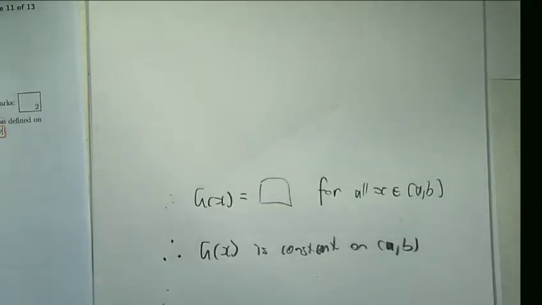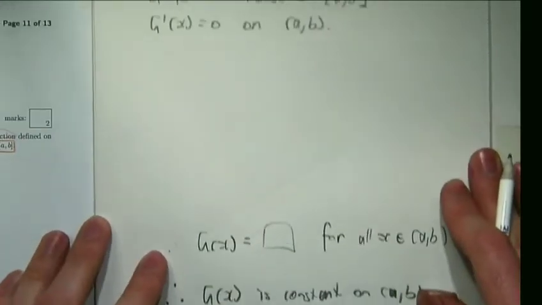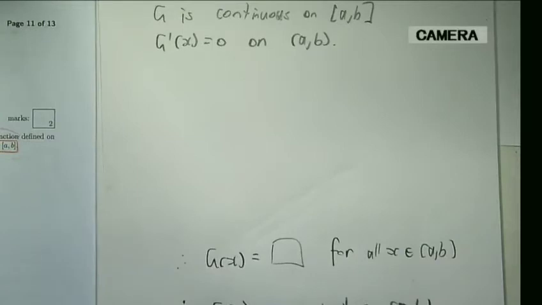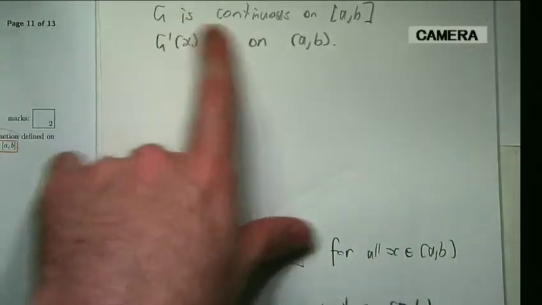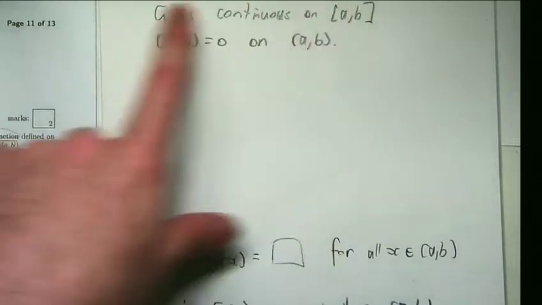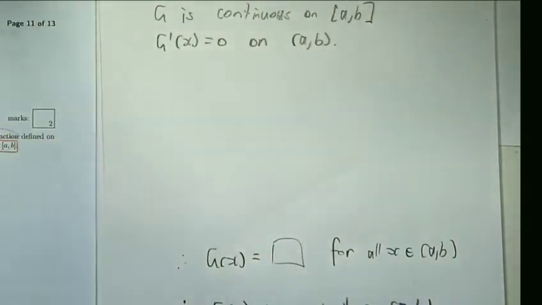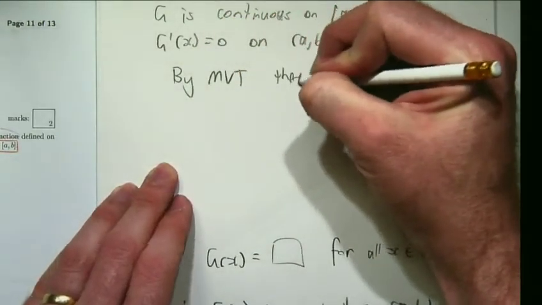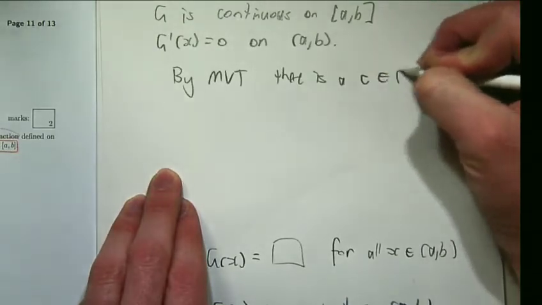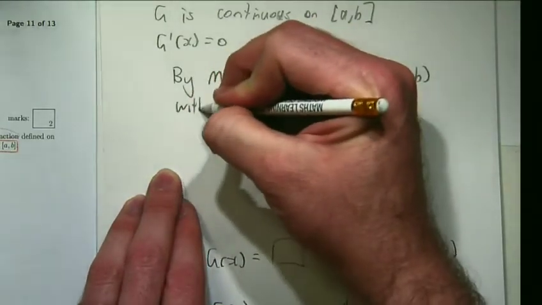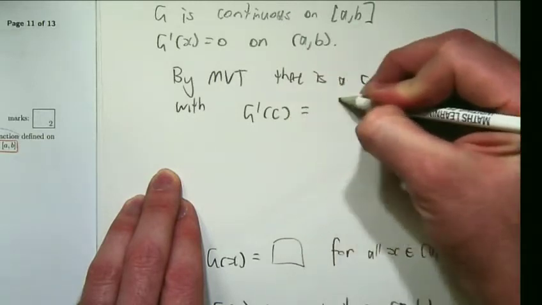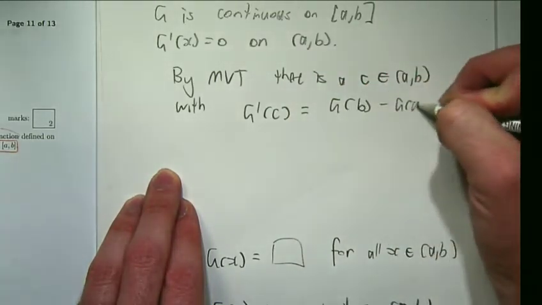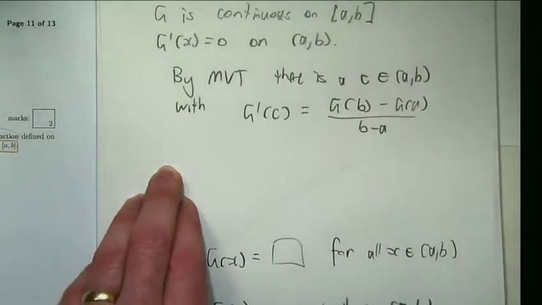All right. Well, they've told me I have to use the mean value theorem, so they give me a hint. But even if they hadn't told me that, I've got a clue because I've got the beginning of the mean value theorem here. I've got that it's continuous and differentiable. So it's either going to be the mean value theorem or Rolle's theorem because they're the ones that start like that. Okay, so the mean value theorem says, by the mean value theorem, there is a c between a and b with g'(c) equals (g(b) minus g(a)) over (b minus a). Yep?